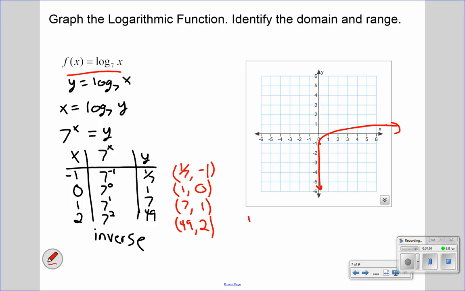So when we go to identify the domain, our domain is x is greater than 0. So we're never going to have a negative x. And then our range is simply all real numbers.